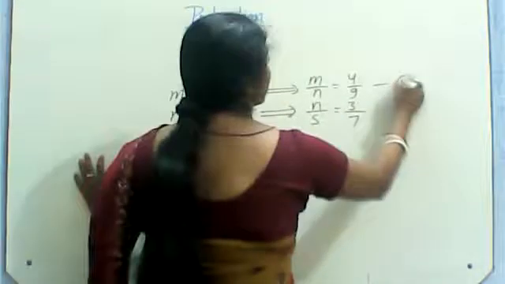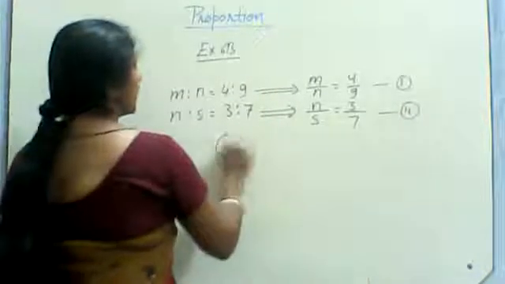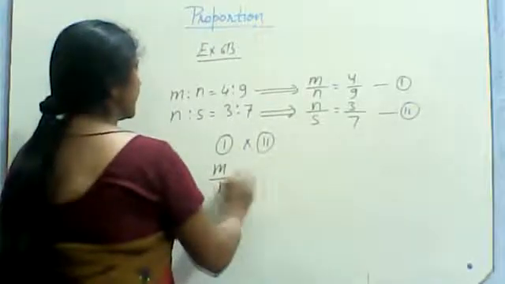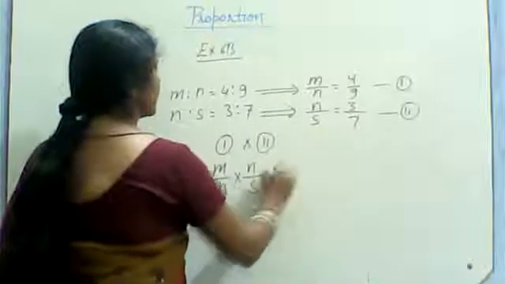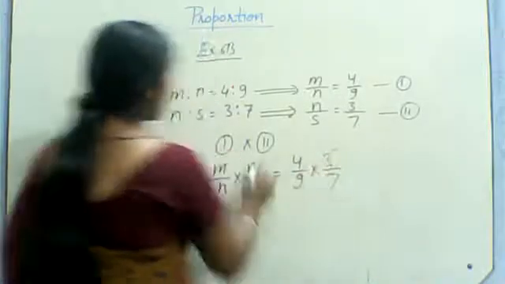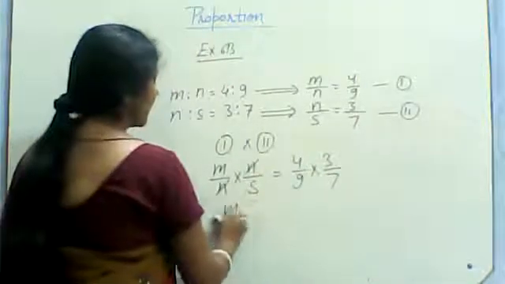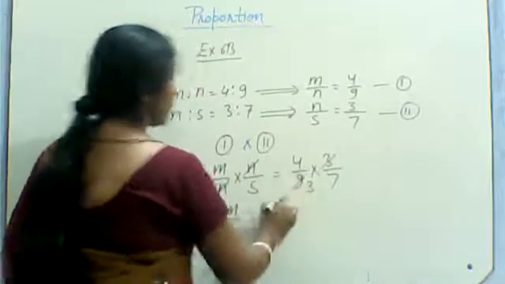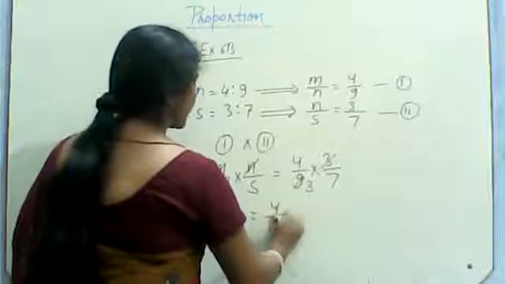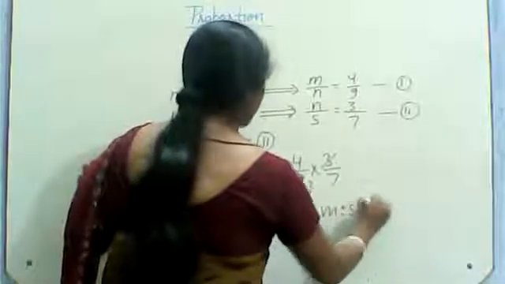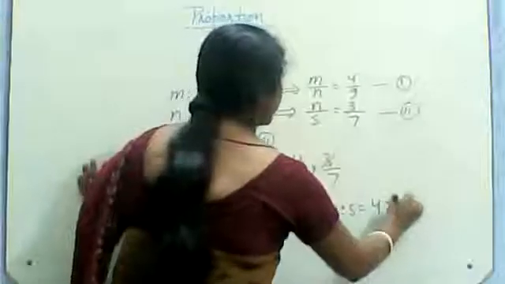This is 1, this is 2. Okay, so you just do 1 into 2. So M by N into N by S equals 4 by 9 into 3 by 7. So N and N cancel. M by S will come here. 3 nines are 27, so we cancel to get 4 upon 21. So the ratio M ratio S equals 4 ratio 21.